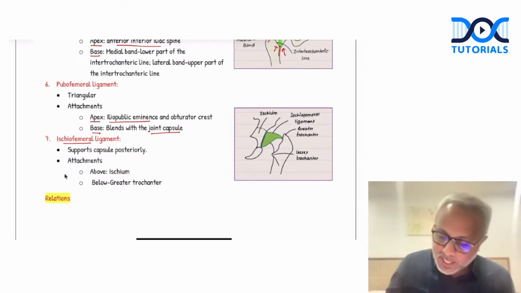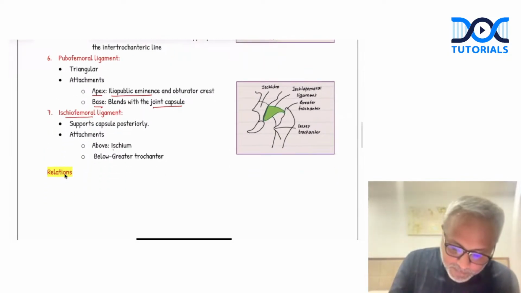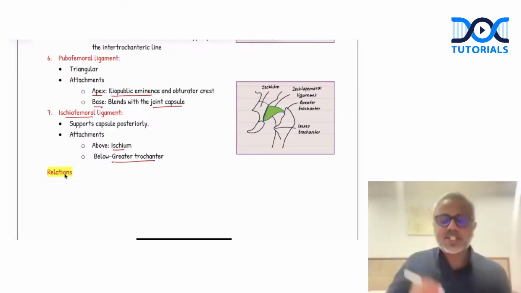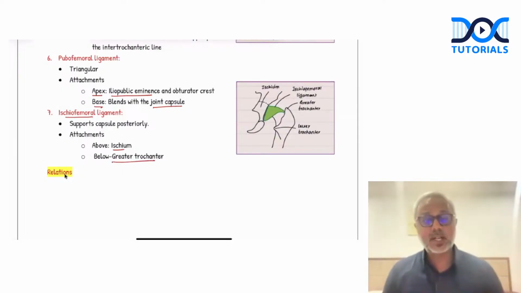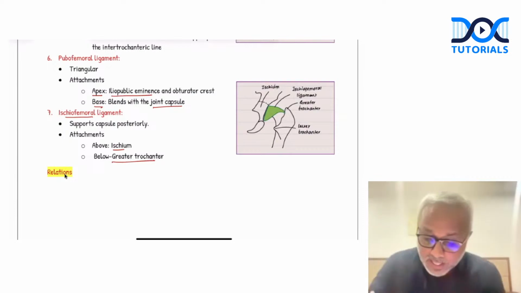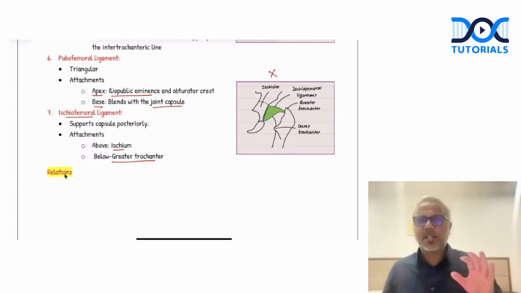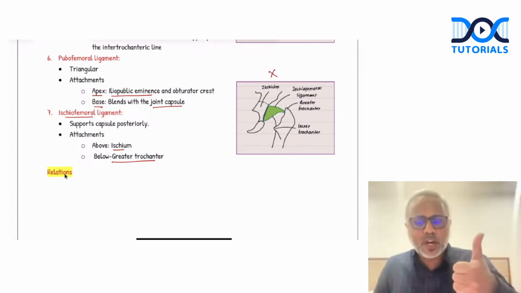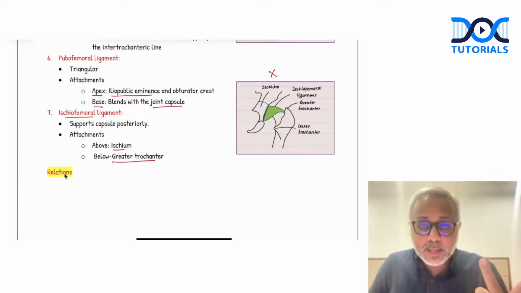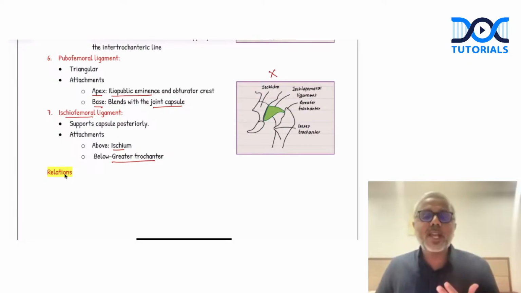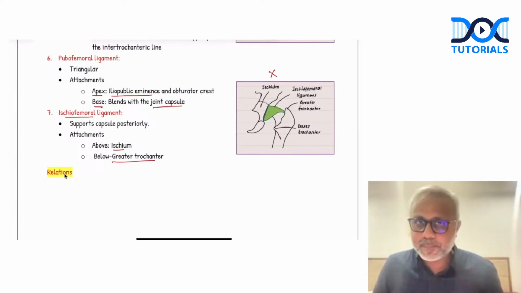Ischiofemoral, right? This arises from the ischium and gets attached to the greater trochanter of the femur. If you ask me, is it necessary to write this diagram? Not at all. Three diagrams: one for the joint capsule, the transverse acetabular ligament and the ligament of the head of the femur; third, showing the iliofemoral and the pubofemoral ligament. If you write these three diagrams for the ligaments, more than enough. Don't waste too much time, right?